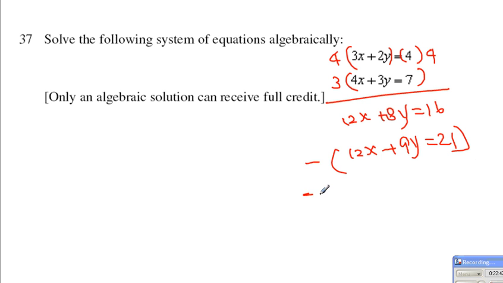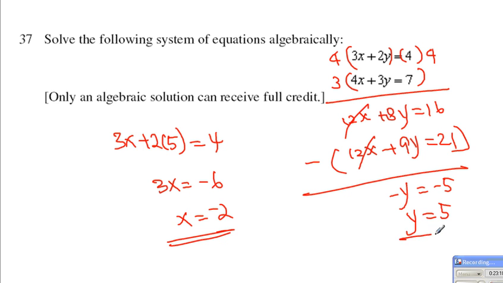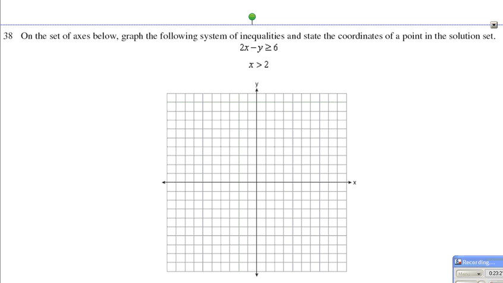Now, when you subtract the second one from the first one, these two cancel out. We have negative y, which now is equal to negative 5. Therefore, y must be equal to 5. Now, that's the y value, but how are we going to get the x value? You can plug in any one of them. So let me just plug it in. 3x plus 2 times 5 is equal to 4. That means 3x must be equal to negative 6, where x equals negative 2. That equals negative 2, and then 5 becomes our answer.